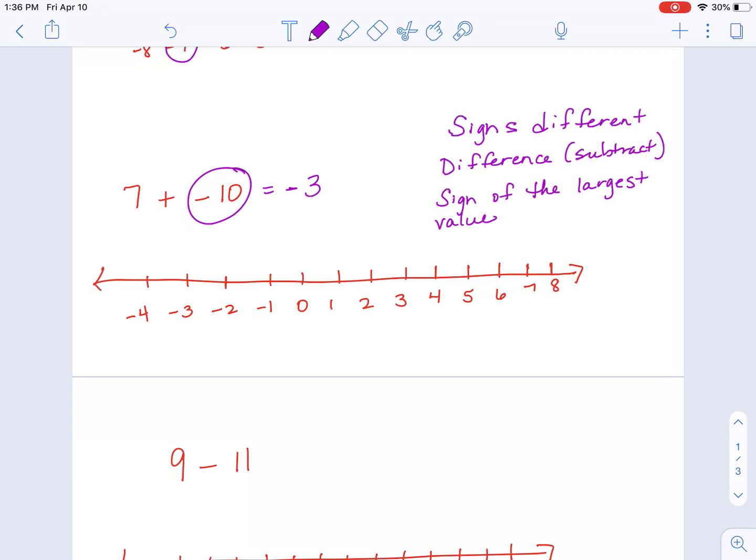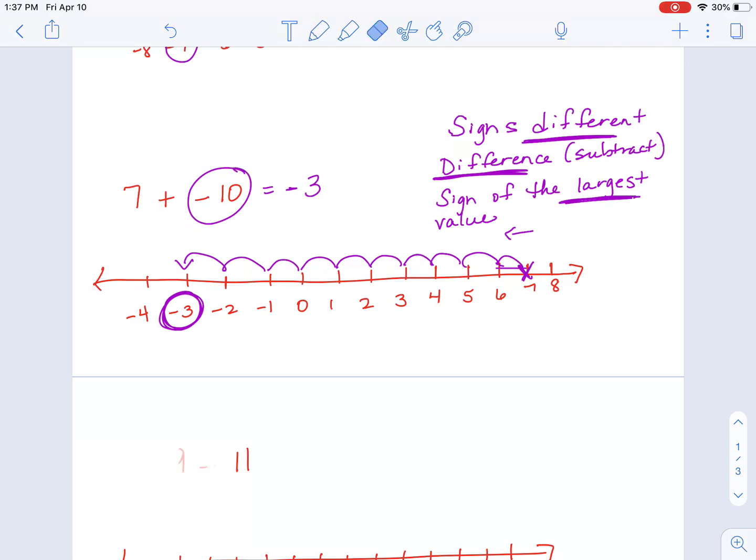Now let's see if it works on the number line. Here we are at 7. We're going to add a negative, which means we're going to go to the left 10 spots. 1, 2, 3, 4, 5, 6, 7, 8, 9. There we are. And that is the answer. If, put in context of money, if you had $7, but you wanted to purchase something that cost $10, you would be $3 what we call short, or $3 negative. But when the signs are different, you find the difference, which means subtract, and take the sign of the largest number.